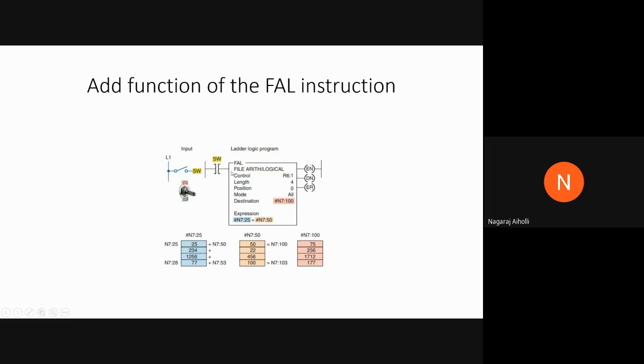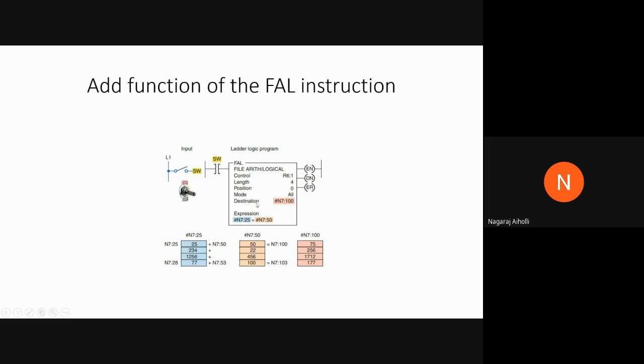Here when the switch is closed, the examine if closed instruction becomes true. The file arithmetic or logical instruction becomes true here. Then what is the function that is performed? It is the file arithmetic addition instruction, and hence the expression is N7:25, which has 4 values, so the length is 4. We can say the length is 4 values. That plus the value in N7:50, say 25 plus 50, the answer is 75.